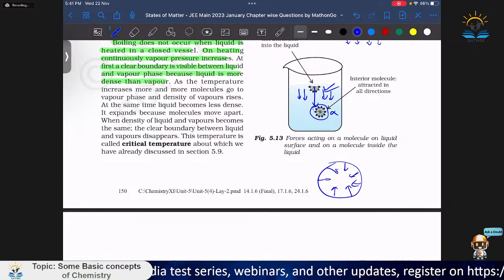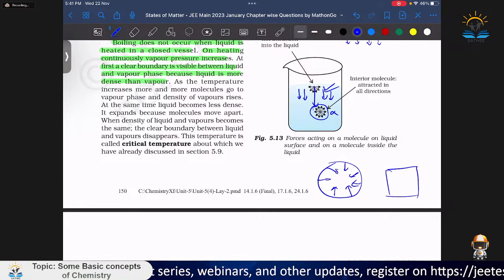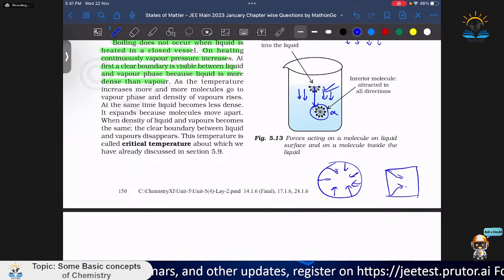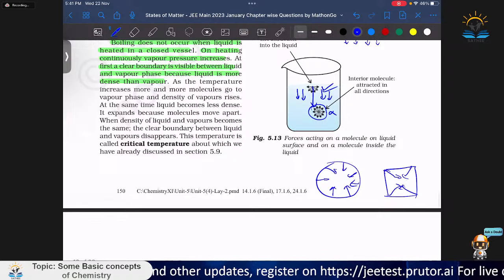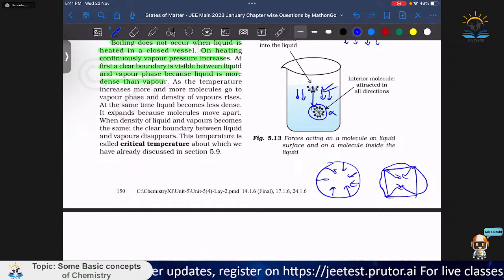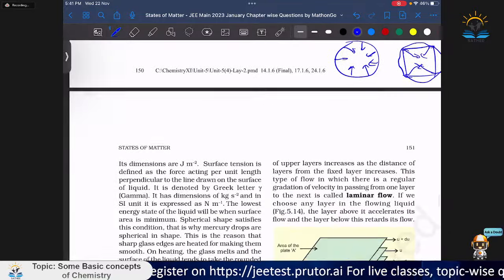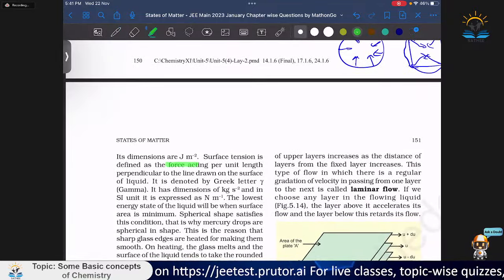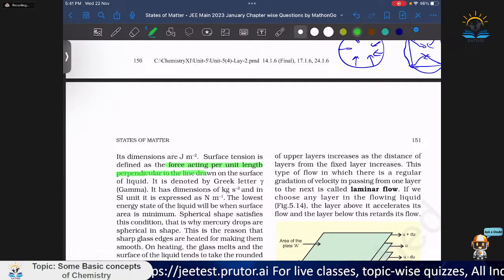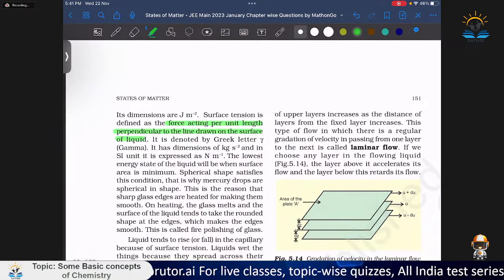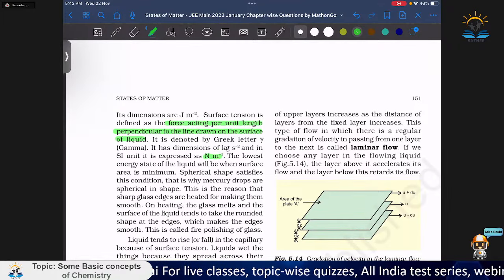That is why you cannot see a drop of water in a square shape, because the ones at the corners will tend to pull it into a circle. That is what surface tension is. Surface tension is the force acting per unit length, perpendicular to the line drawn on the surface of a liquid. It has dimensions of kilogram per second square, or the unit is Newton per meter.